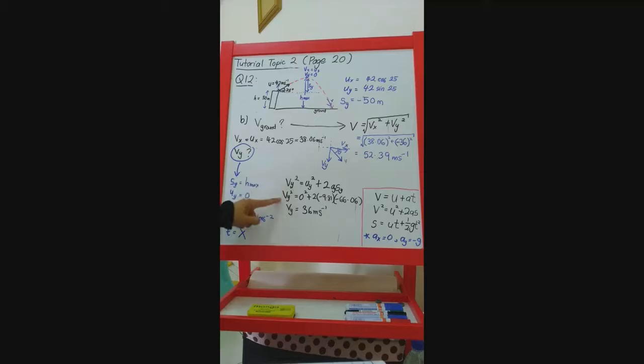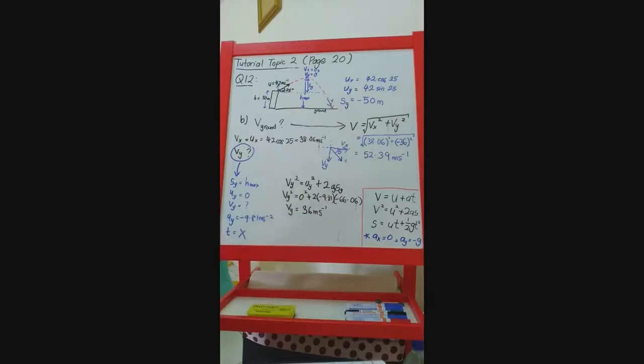So Vy we want to find. Uy is equal to 0 because I chose Sy to be this. Sy is negative 66.6 because initial is here, final is here, therefore final is below the initial, therefore I need to put negative there. So you simplify, you get Vy equals 36.